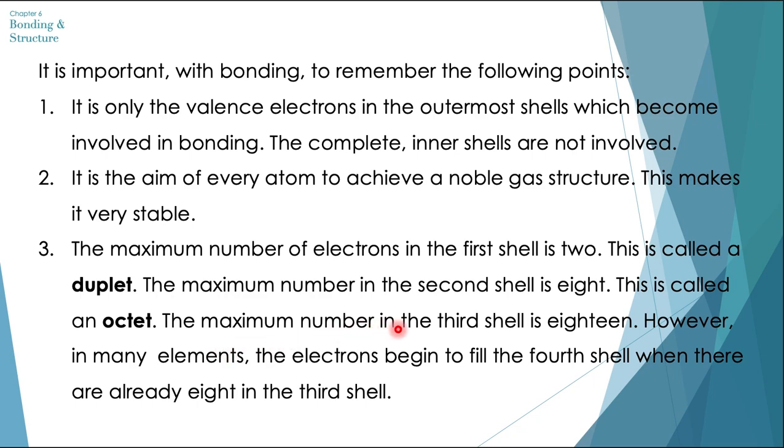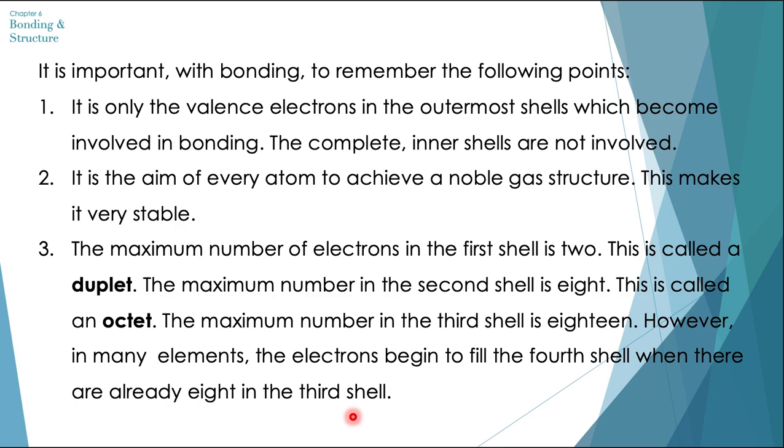The maximum number in the third shell is 18, but in many elements, the electrons begin to fill the fourth shell when there are already 8 in the third shell. Because when the third shell has 8 electrons, it becomes more stable than if it had 18 electrons. So the third shell never gets up to 18, it always gets up to 8, and then the fourth shell begins to fill. And then when the fourth shell gets filled with 8, the fifth shell starts to get filled up, and that is how it goes.